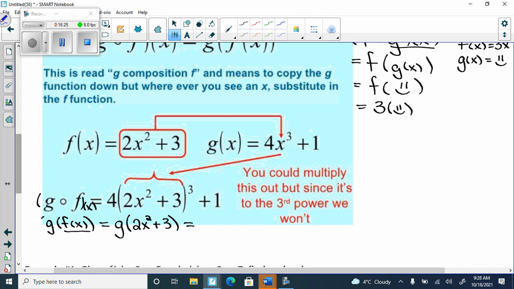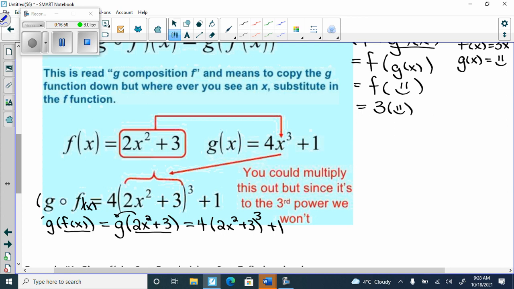And what do you know when you're given something like this? If it's g of smiley face, I put smiley face in for x. If it's g of 2, I put 2 in for all my x's. If it's g of this, I put that in for all my x's in g. What is g? 4x cubed plus 1. So the 4 is going to stay the same. The x is going to become a bracket, and it's now going to become 2x squared plus 3. The cubed is going to stay, plus 1.